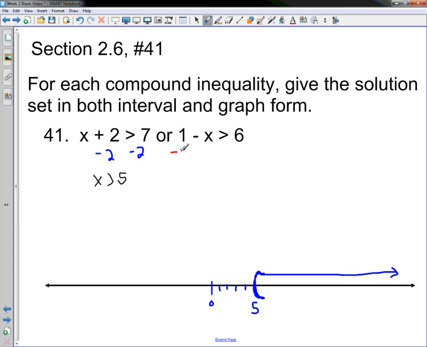Well, we're going to subtract 1. So we have negative x is greater than 5. And then we have to divide by negative 1. Remember, there's a negative 1 in front. So this gives me x. I go ahead and flip the inequality, and we have a negative 5. Again, we're flipping because we're dividing by a negative.